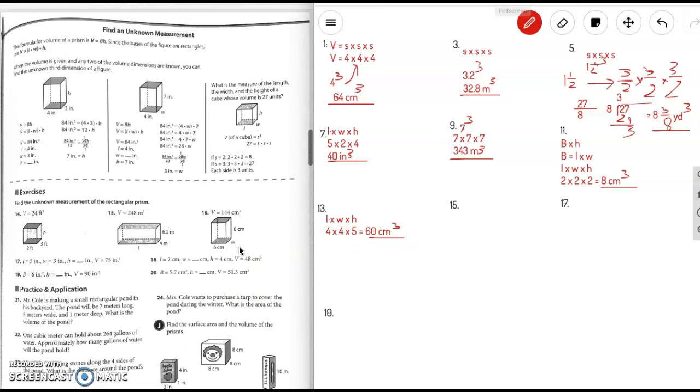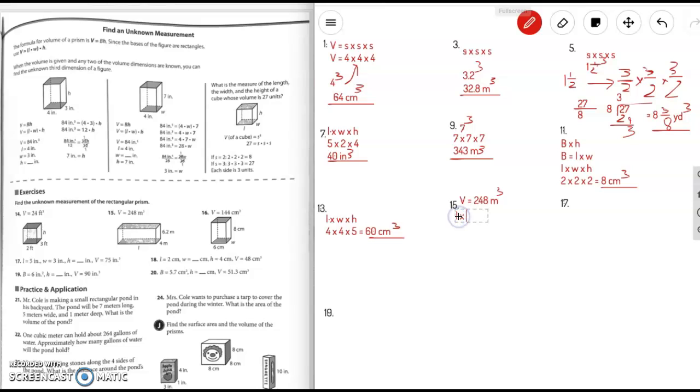All right, take a moment to pause and read over this section, please. It's going to tell you how to find the unknown measurement. All right, if you're ready, let's go ahead and look at the examples. Find the unknown measurement of the rectangular prism. So given that the volume is 248 meters cubed, just got to fill in the numbers we know, right?